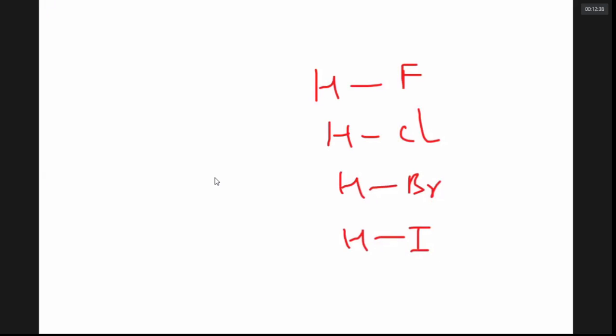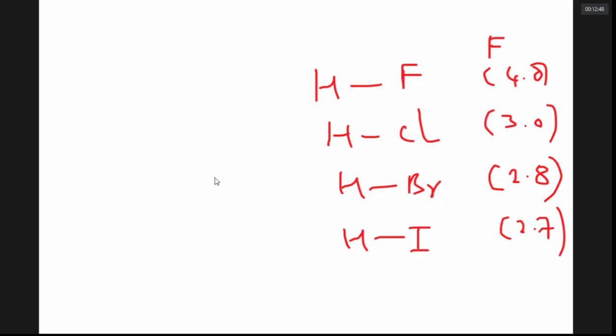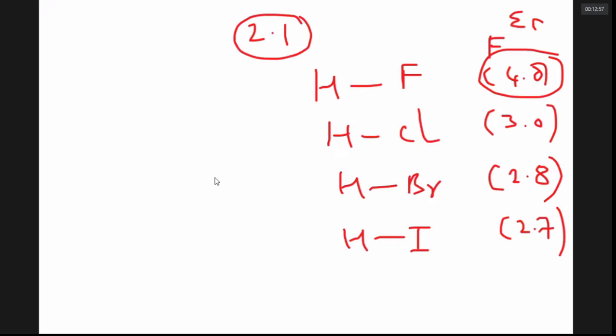HF. Electronegativity of fluorine is 4, electronegativity of chlorine is 3, bromine is 2.8, iodine is 2.7, and hydrogen's electronegativity is only 2.1. So the more the electronegativity difference, the more the polarity.